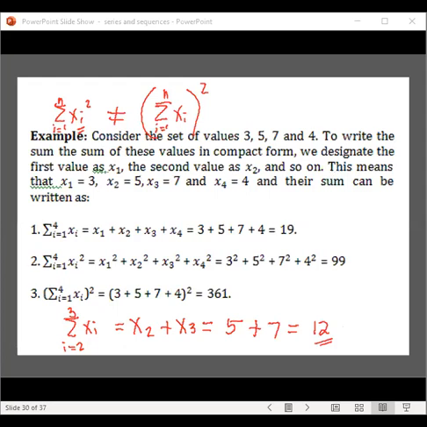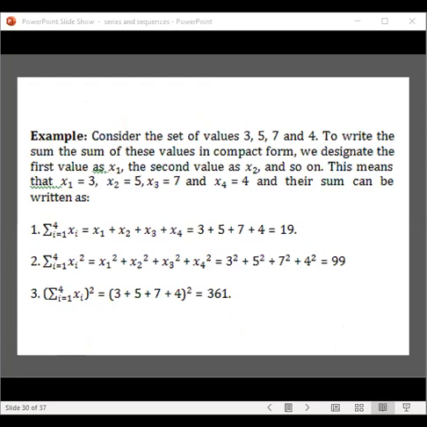Okay, so for example, we have a true or false question. You identify whether this statement is true or false. The sum of the squares is equal to the square of the sum. Let me repeat. The sum of the squares is equal to the square of the sum. True or false? Okay, this statement is false. What do I mean by the sum of the squares? This is the sum of the squares. Number 2 is the sum of the squares. Why? We added all the squares of the x sub i's. However, the square of the sum is this one. So that's the square of this summation, which is what is inside the parentheses. So that is obviously false.